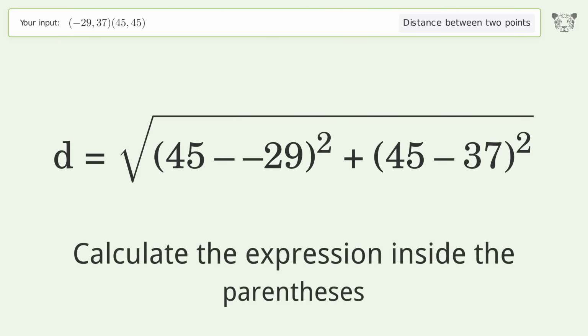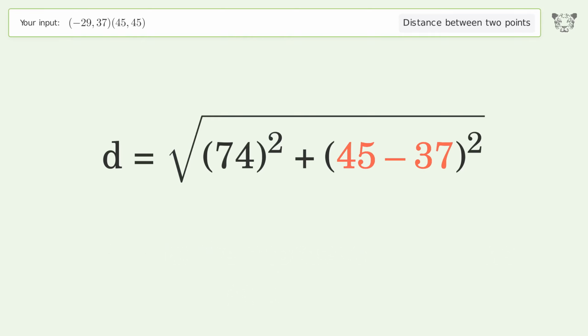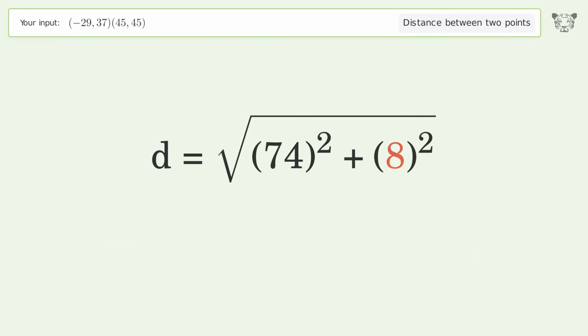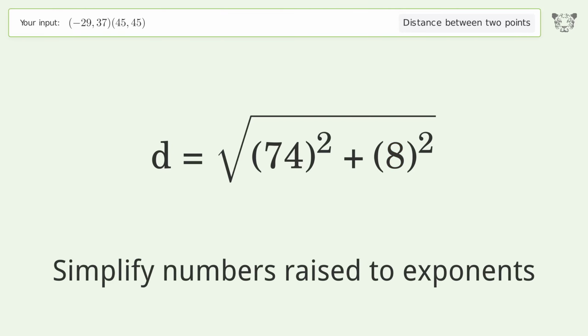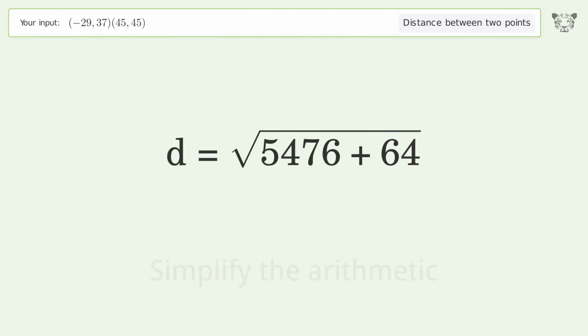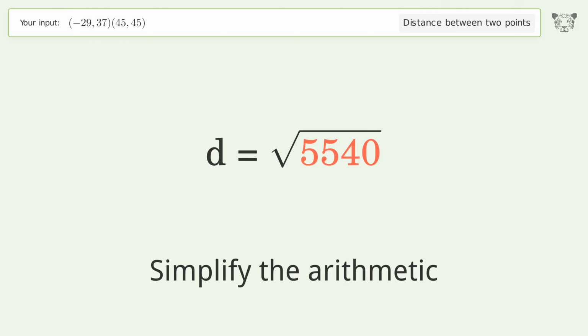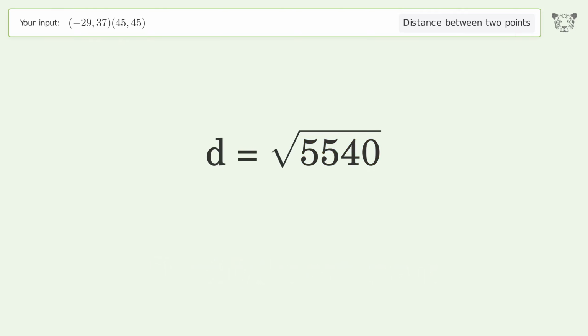Calculate the expression inside the parentheses. Simplify numbers raised to exponents. Simplify the arithmetic. And so the distance between the 2 points is the square root of 5,540, or 74.431.